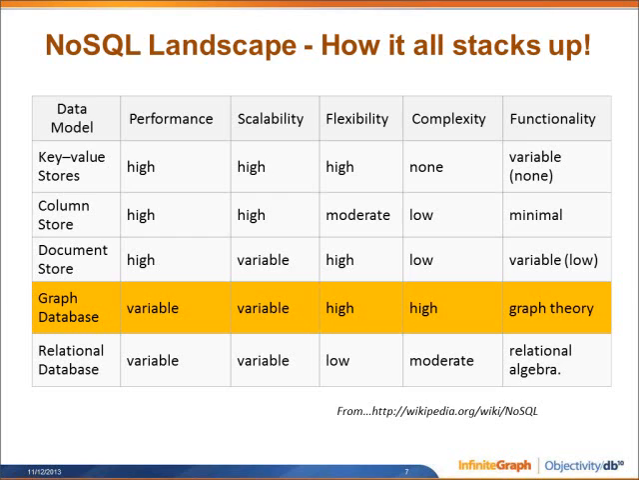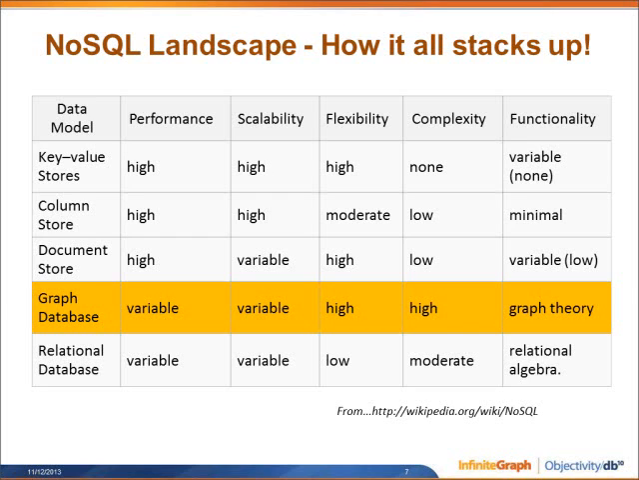If you look at the NoSQL landscape, they have their key value stores. You have very high performance needs and high scalability because it's easy to partition key value stores. You have high flexibility because your keys are set, your values can be formless, and there's no complexity here. It's very simple. Obviously, your column stores are similar. You have high performance, high scalability, and moderate flexibility because you have a simple data model here.